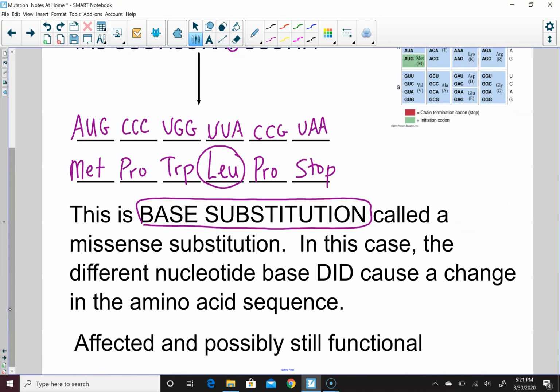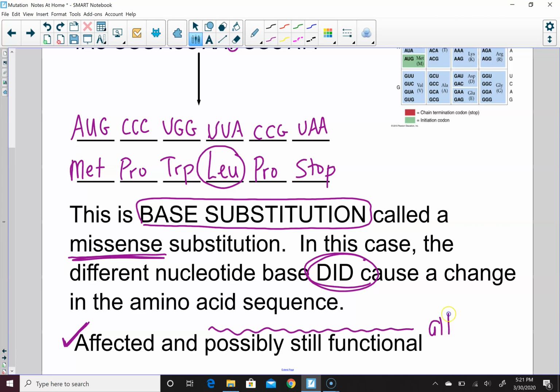But in this case, I call it what's known as a missense substitution, because now I did change my amino acid sequence. So I will absolutely have an affected protein. Now here's what's weird. It may possibly still function. Possibly, possibly not. It may be altered, but is it possible it may still function? The answer is yes. Again, I'm not going to ask you that question. I'm just going to ask you if it's going to be affected or not.